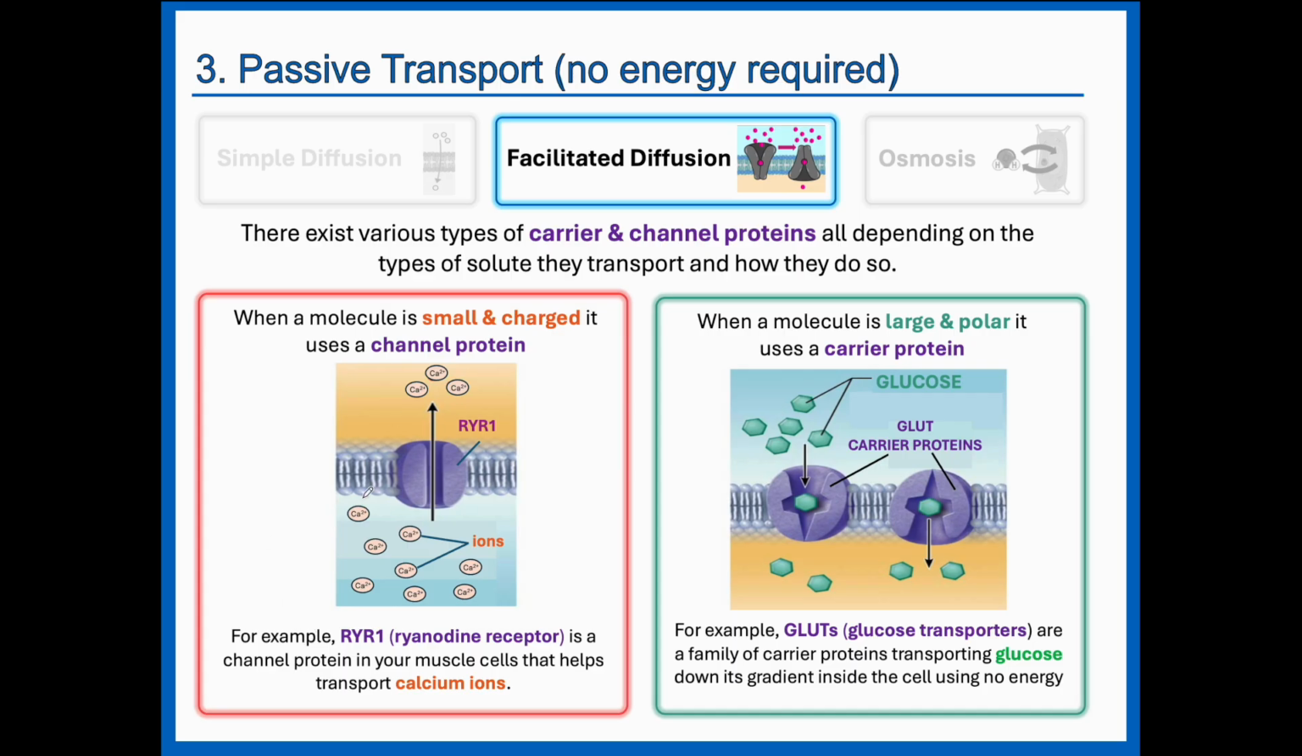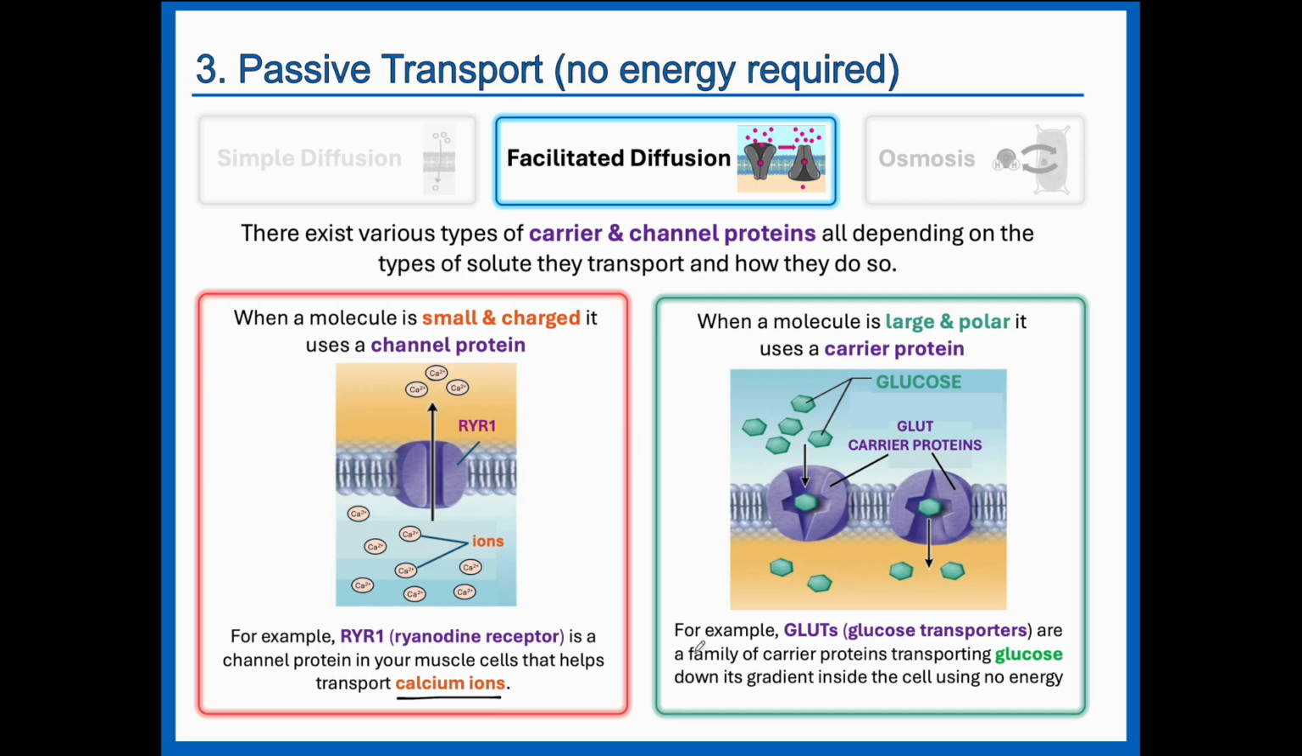So an example of one, you don't need to know this example per se, but in this case, this ryanodine receptor is a channel protein in your muscle that just transports calcium ions. It doesn't transport potassium or sodium, only calcium. So it allows high concentration of calcium to go to the lower concentration regions. When a molecule is large and polar, like glucose, then it'll use a carrier protein.